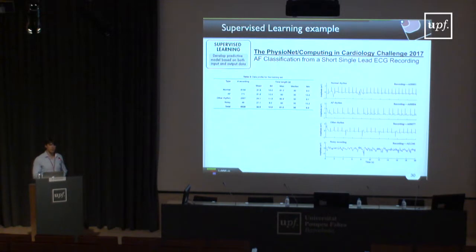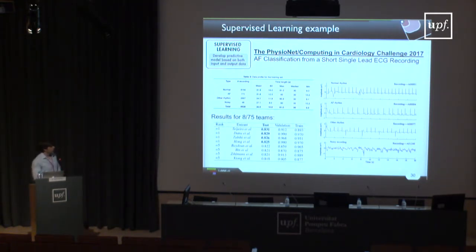This is the challenge of Computing in Cardiology of last year, 2017, in which a database with 5,000 ECGs was provided. They were labeled by a doctor, so we knew exactly if there were normal ECGs, atrial fibrillation, other rhythm that can be anything, and noisy samples. The thing is that we have to take these 5,000 signals, we have to train something, and this algorithm has to be able to recognize signals that haven't been observed. Okay? These were the results.